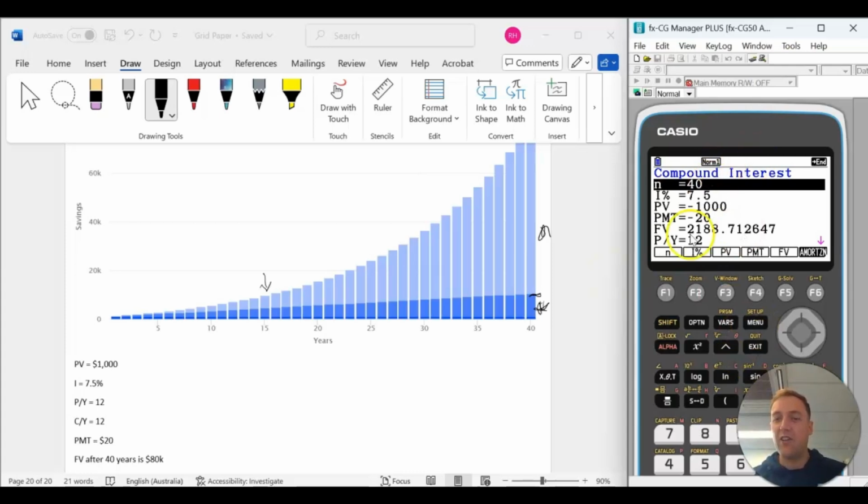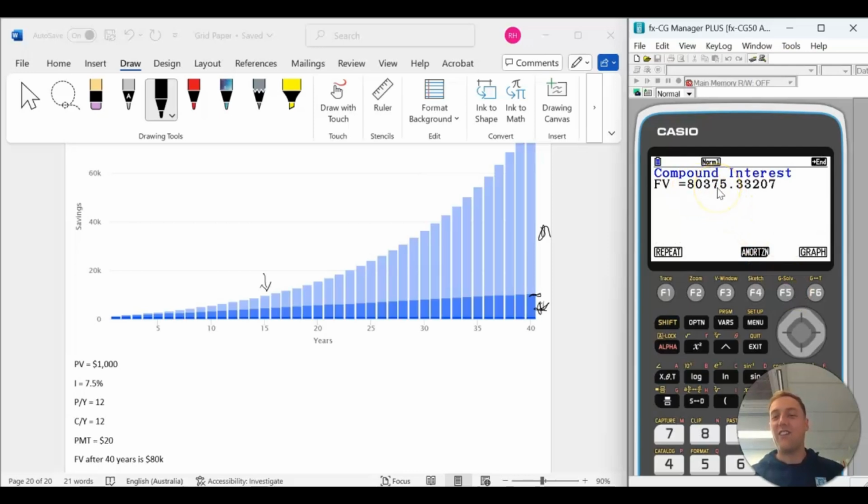Okay, N. So we've gone 40 years. What we have to do is 40 times by 12, the number of compounding periods we have. All right, so 480. All right, future value is 80,375. That is some very quick learning for you. All right, and from me as well. So that is why compound interest is so important. If you look at how much money we put in and how much money we actually have at the end of it, it's really important that we take note of this today.